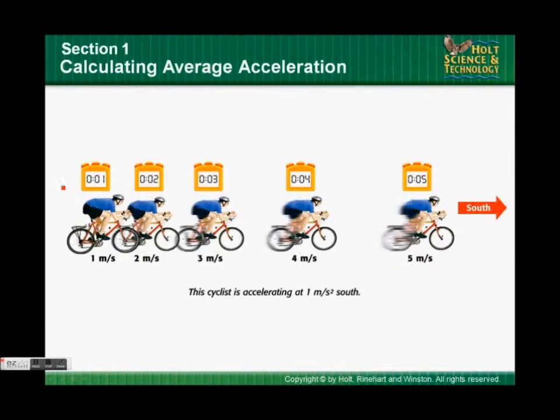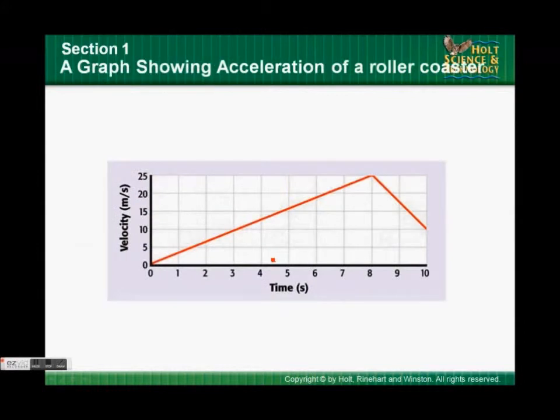This picture again shows that idea that I keep stressing, what a meter per second squared means. This bike is accelerating at 1 meter per second squared. Every second it's getting 1 meter per second faster. So in 2 seconds it's going 2 meters per second, in 3 it's going 3, in 4 it's going 4, and in 5 it's going 5. Every second the biker is getting 1 meter per second faster going south.